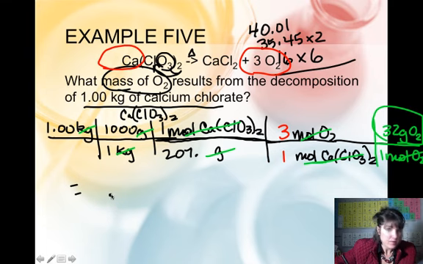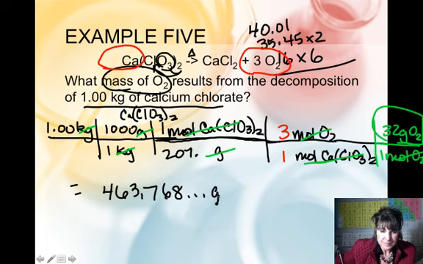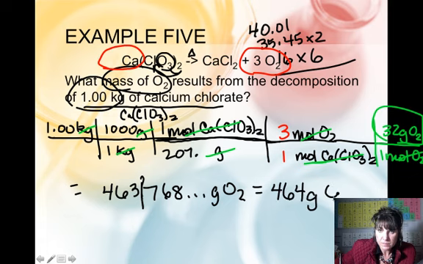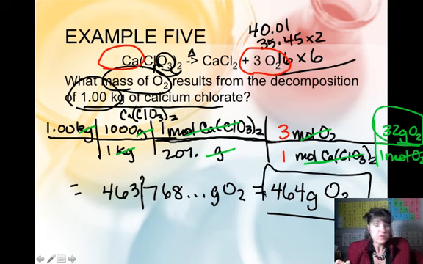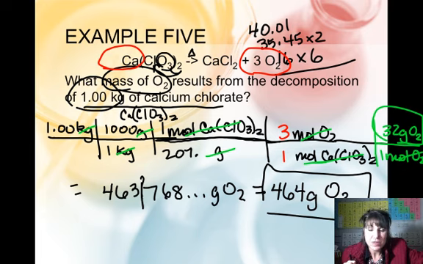So out of 1 kilogram of calcium chlorate, we're going to get 463.768, bunch more digits. That many grams of oxygen. How many sig figs do I get to keep? We started with 3. So after the 3, that 7's going to make us round up. 464 grams of O2. Great. That's all there is to it. Once you get to moles, you're halfway there. So when in doubt, go to moles. That's my best advice. See you guys in class.